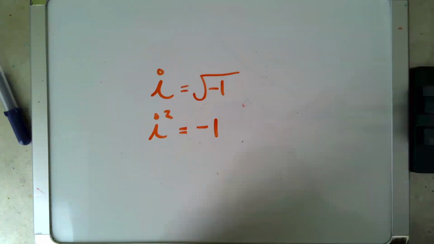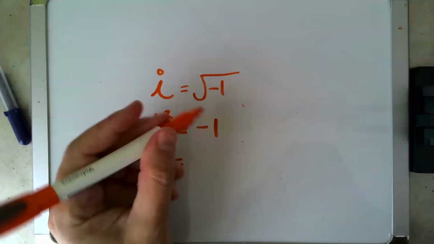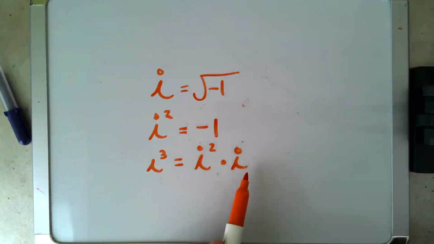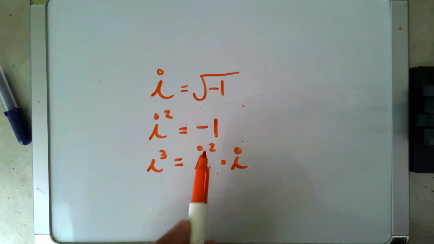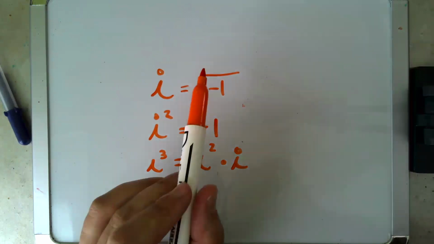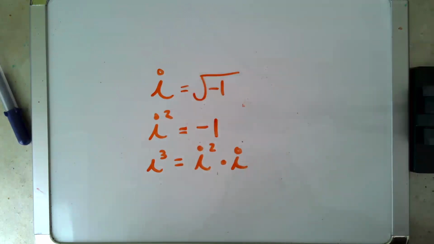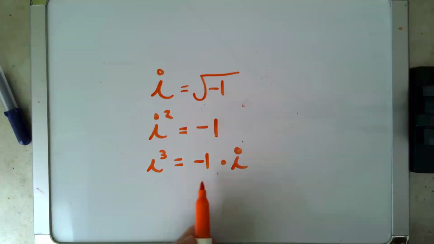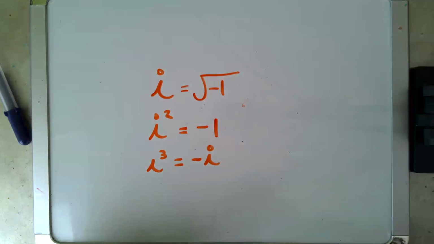i to the third could be described as i squared times i, right? When we multiply with exponents, we add their exponents. If that's not familiar, go take a look at this video. And so then if we substitute -1 in for our i squared, -1 times i, we find that i to the third just equals -i.